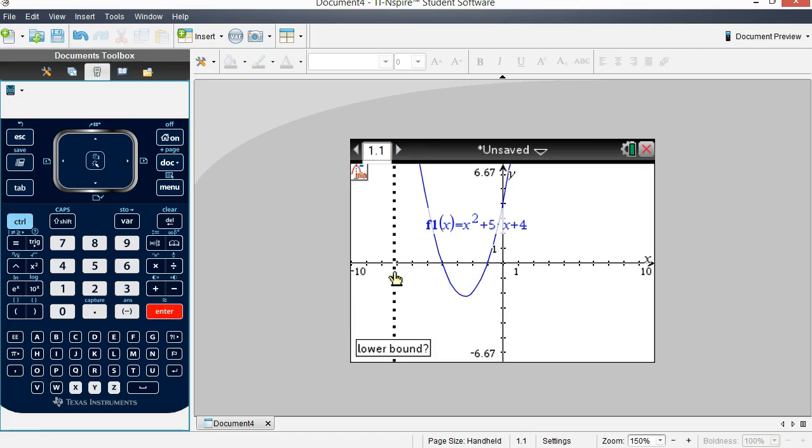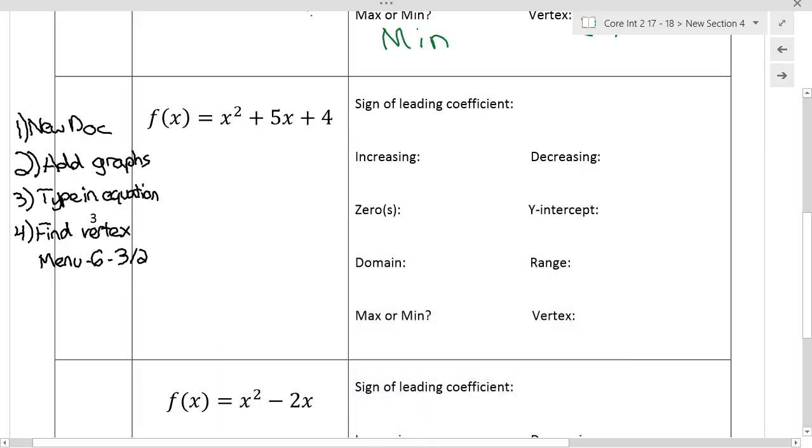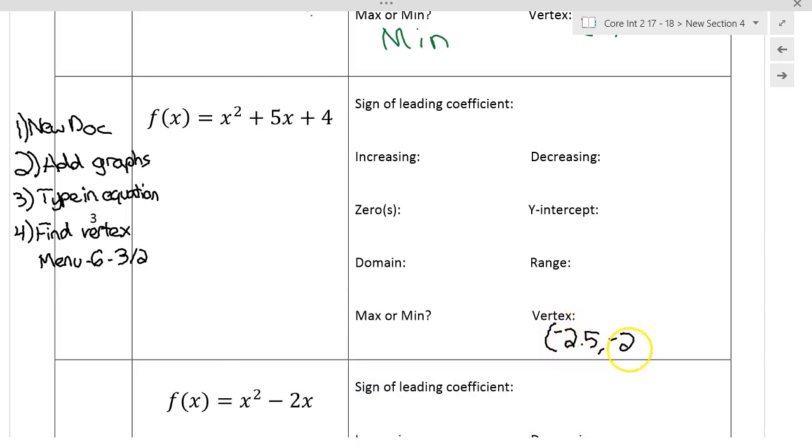I need to move to the left of the minimum and click enter. It's already to the left, and then I need to move to the right. See how it's creating this nice shaded in area? My min needs to fall between that area, and I can press enter, and my number pops up. So my vertex here is negative 2.5, negative 2.25.